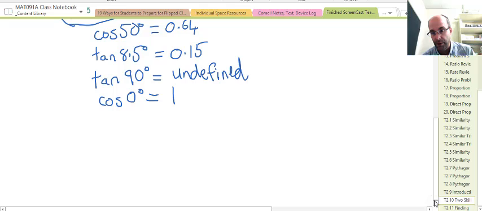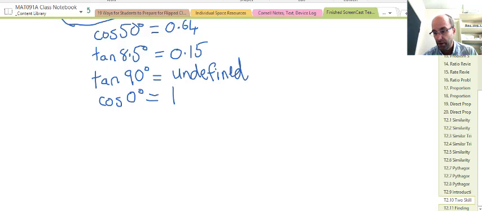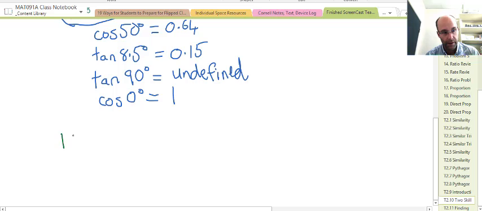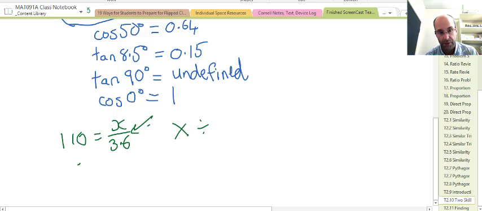The second and final set of skills is to do with a bit of basic algebra which you need. So if we have something like 110 equals x over 3.6, how do we solve to find x? So the idea there is to get x by itself, and this is not new work, you should know how to do this, but as a bit of a refresher, we need to remember times and divide are opposite or inverse operations. So we need to multiply both sides by 3.6. What you do to one side you have to do to the other.